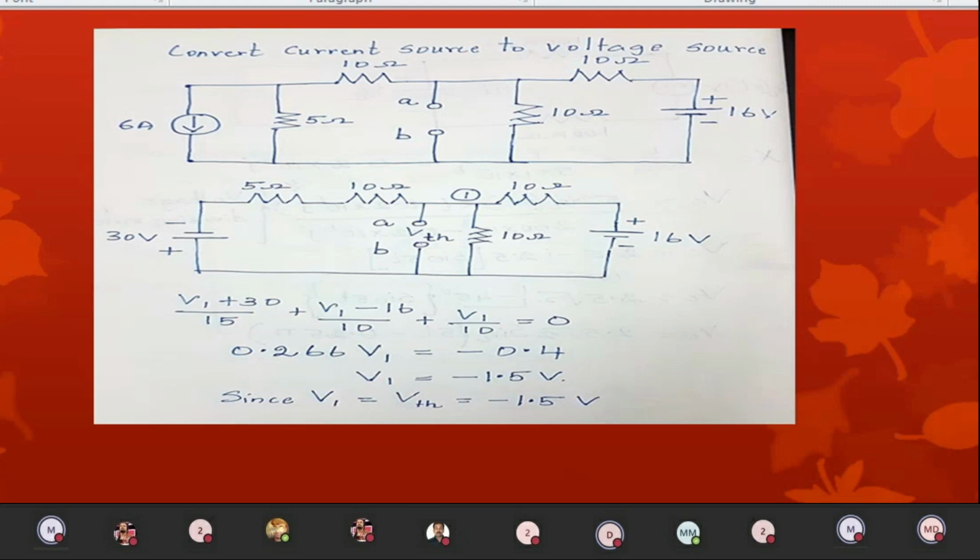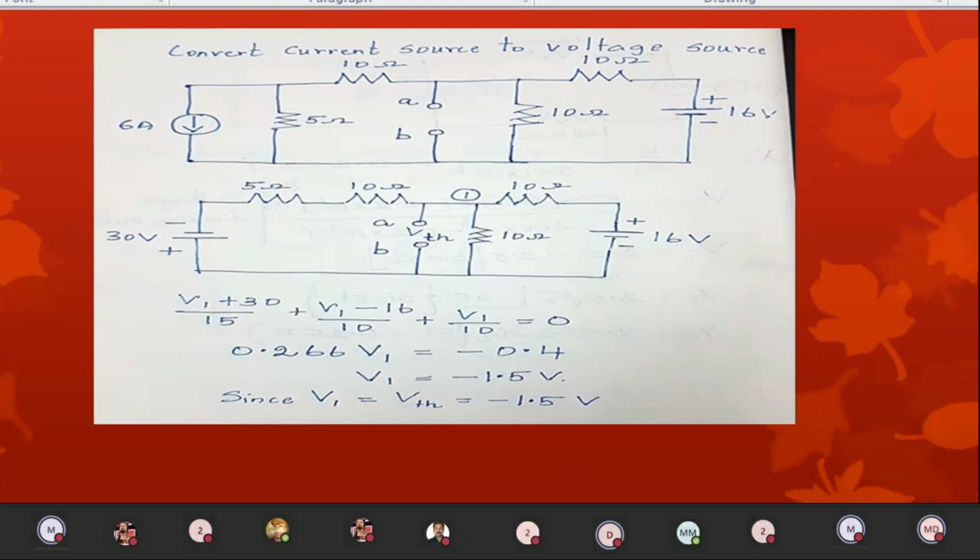So from the circuit, you can understand easily this modified circuit has two loops, but at the same time, it has only one principal node. So the best method to approach is nodal analysis. So you can understand node 1 is the principal node. I'm going to apply Kirchhoff's current law at node 1. V1 by 10 plus V1 minus 16 by 10 plus V1 plus 30 divided by 15 equal to 0. Okay. So from this, you can find out V1 is equal to minus 1.5 volts.